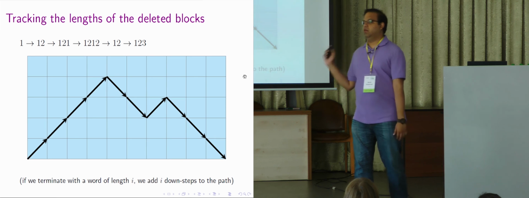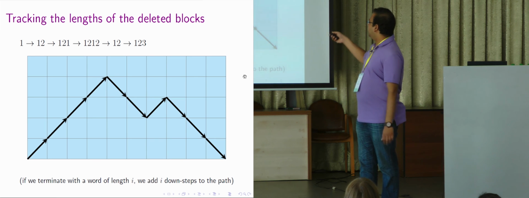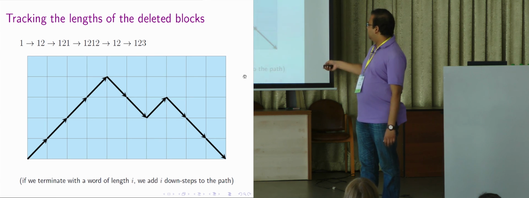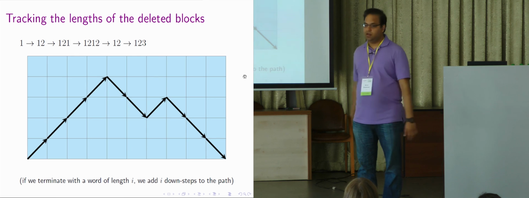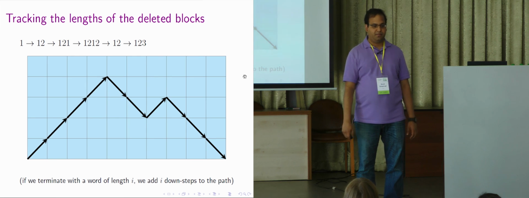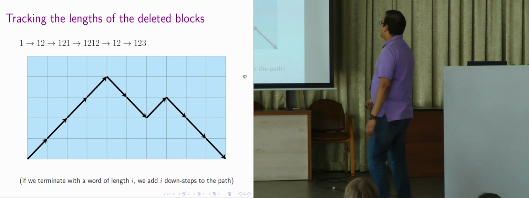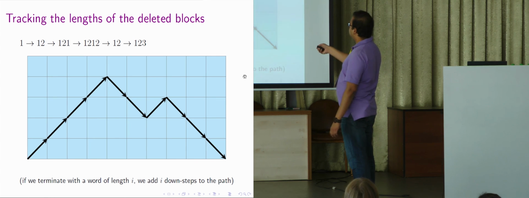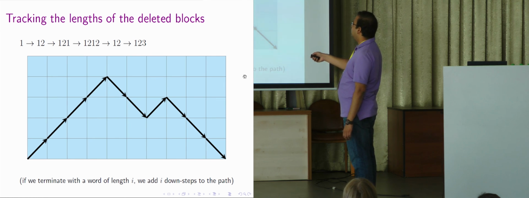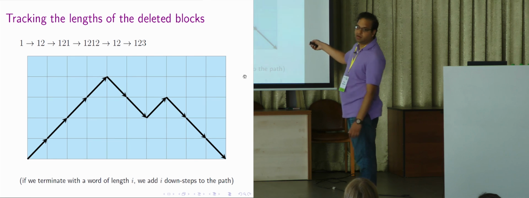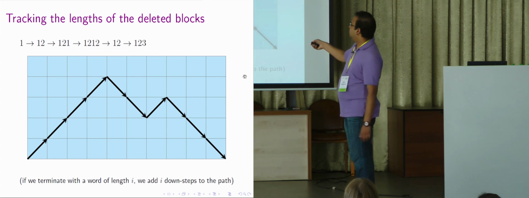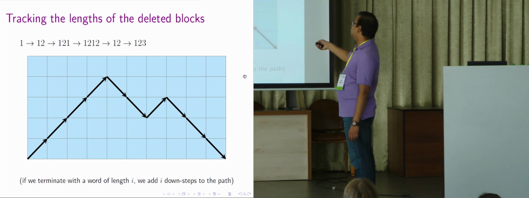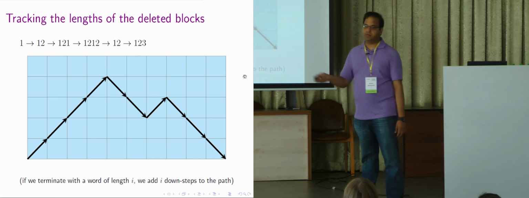And the most convenient way to keep track of the lengths of the deleted blocks is to make this picture. So suppose the algorithm goes like this. So I start with a 1, I extend with a 2, I extend with a 1, and then I extend with a 2 again. Oh, but that created a square. So I have to delete the second 1, 2, and I get this 1, 2, and then I extend by a 3, and so on.